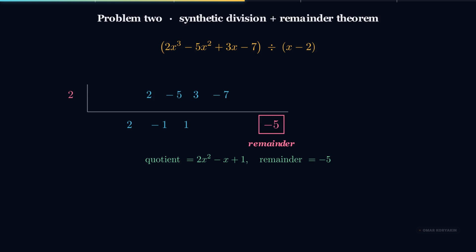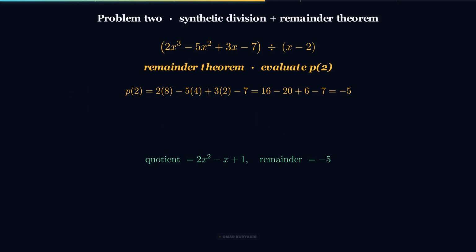Read off the result. The first 3 entries are the quotient. The last entry is the remainder. So the quotient is 2x squared minus x plus 1, and the remainder is negative 5. That is the synthetic division answer, and it took less than a minute.